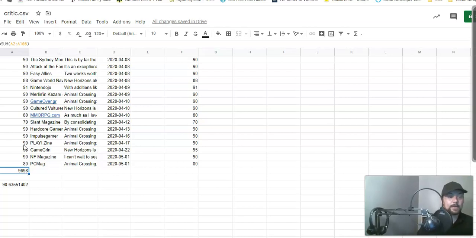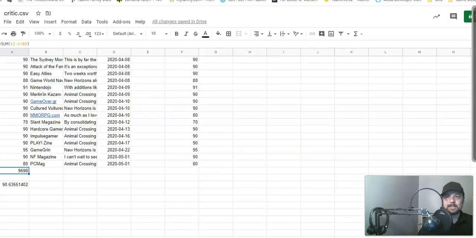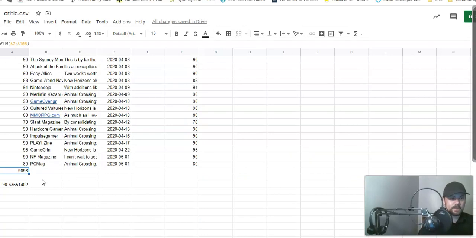So when you add up all of our data values, you get 9,698. Let me go back to this. When we add up all of our data values, we get 9,698. And then we're going to divide that by 107, which I also did on the spreadsheet. So that's what you see right here.